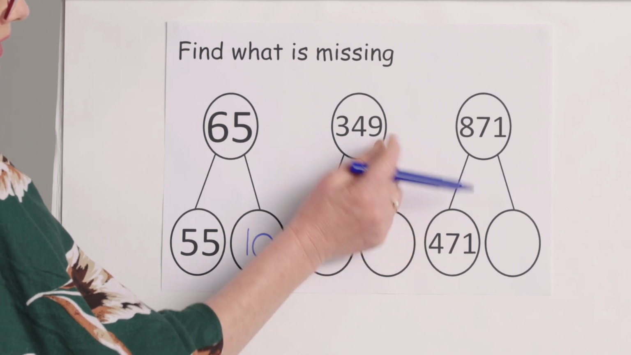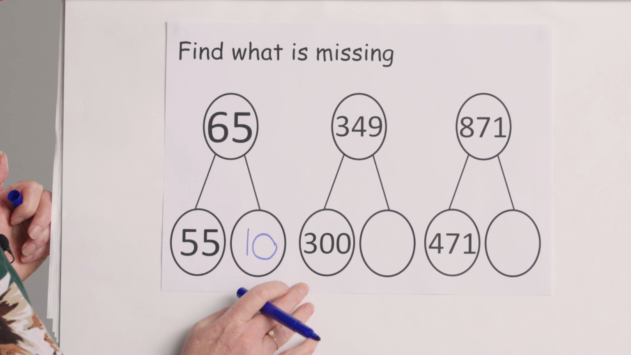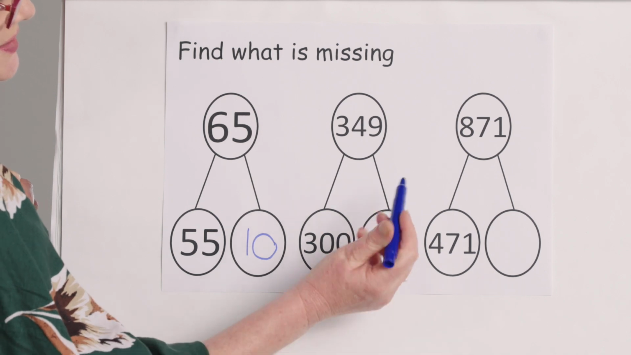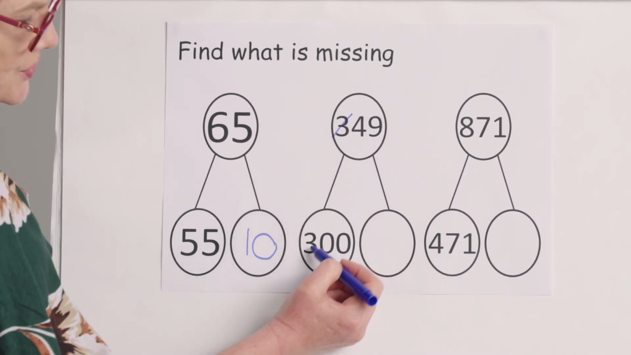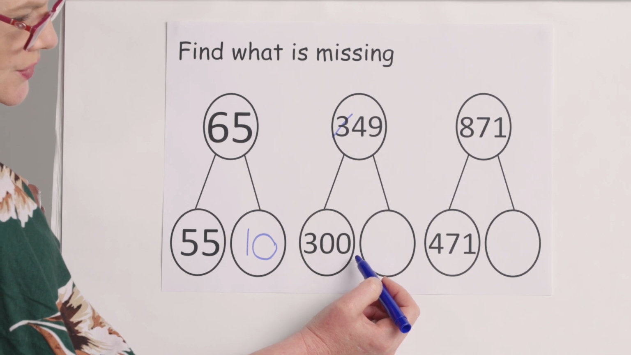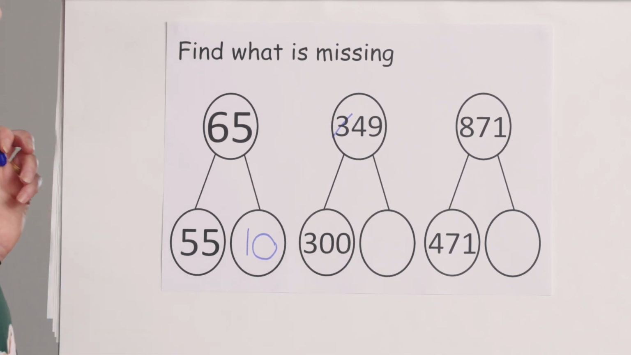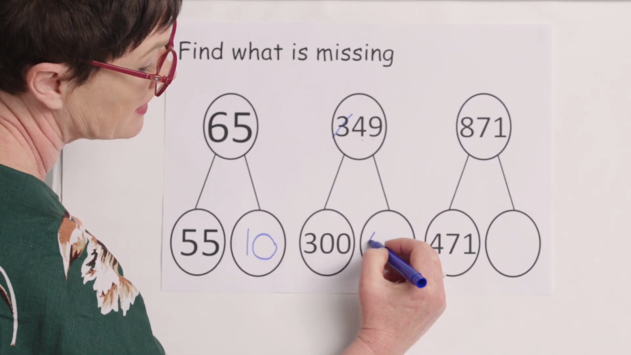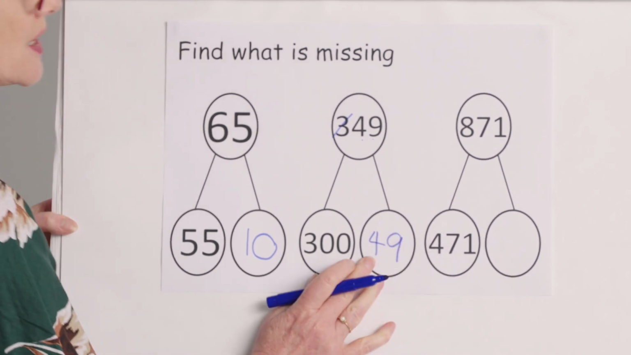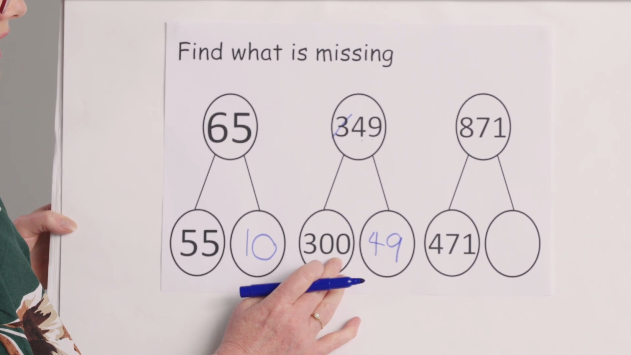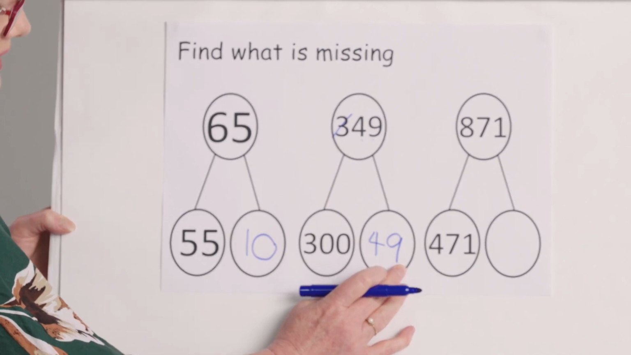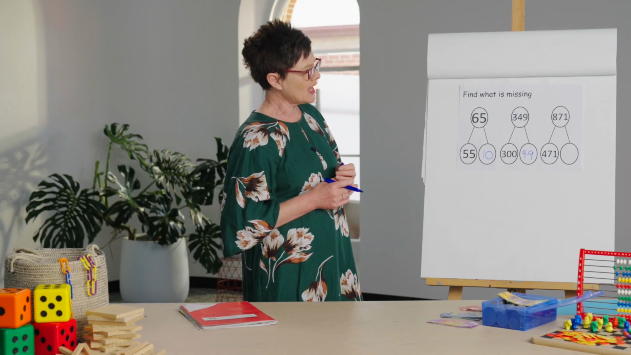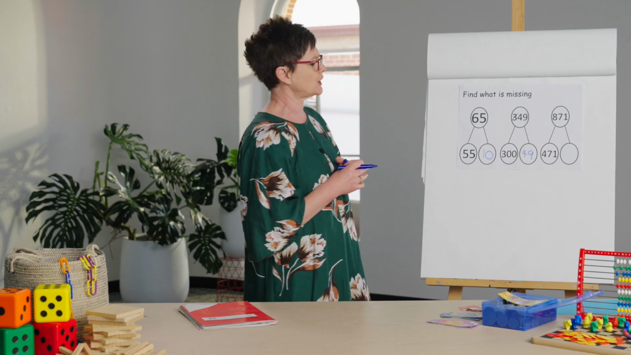349. I've taken 300 from that as a part. What's the missing part? So I have taken 300. What's the missing part? Can you see? Yes, I still have my tens and ones. So I'll bring that down and I can see that the missing part is 49. 300 and 49 makes 349. Part, whole. Well done. And our last one, very tricky.